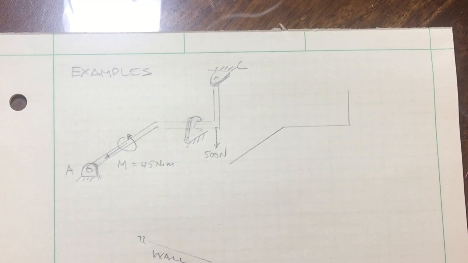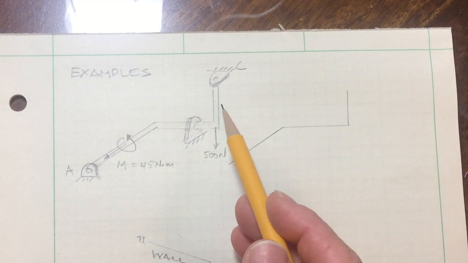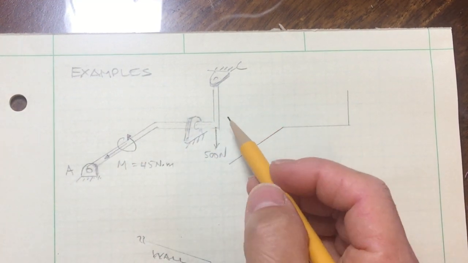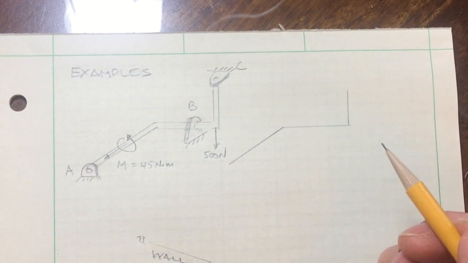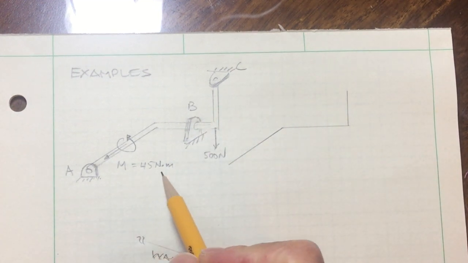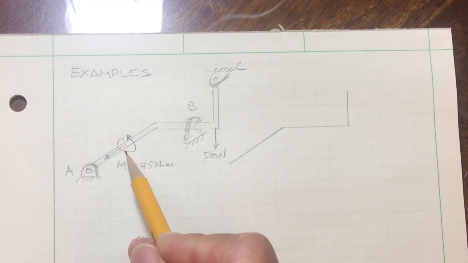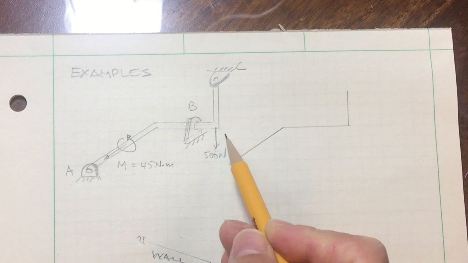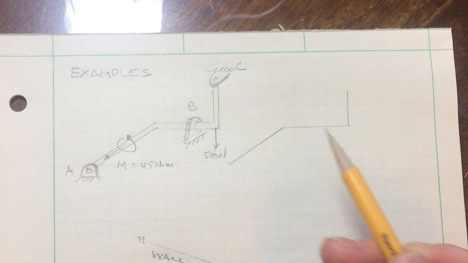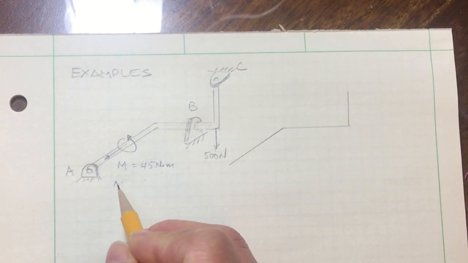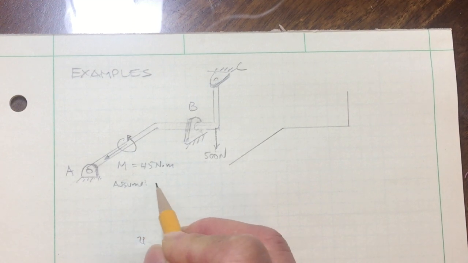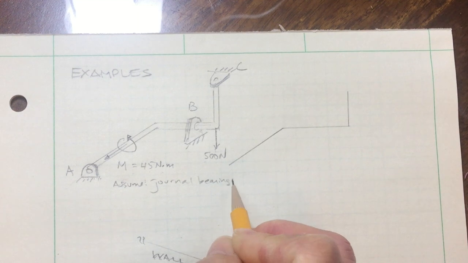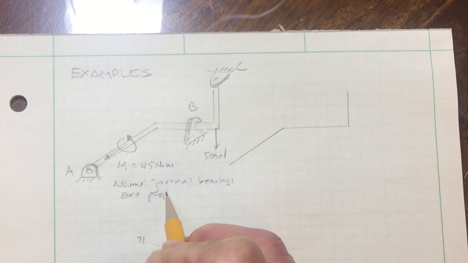So let's do some examples. So here we have a rod assembly supported by journal bearings at A, B, and at C. There's a 45 Newton meter moment applied right here, and there's also a 500 Newton force being pulled down on this elbow. We'll assume that the journal bearings are properly aligned.